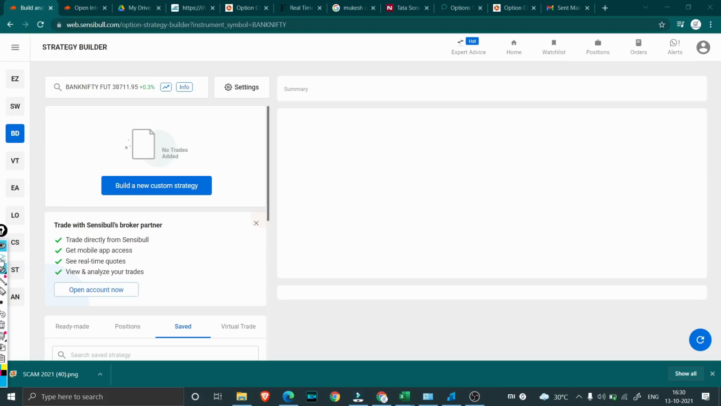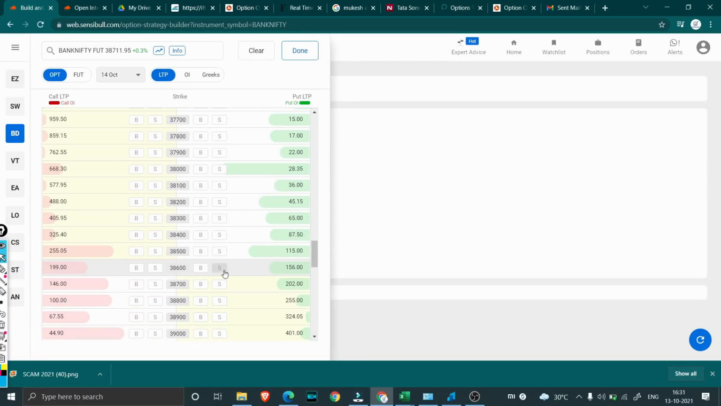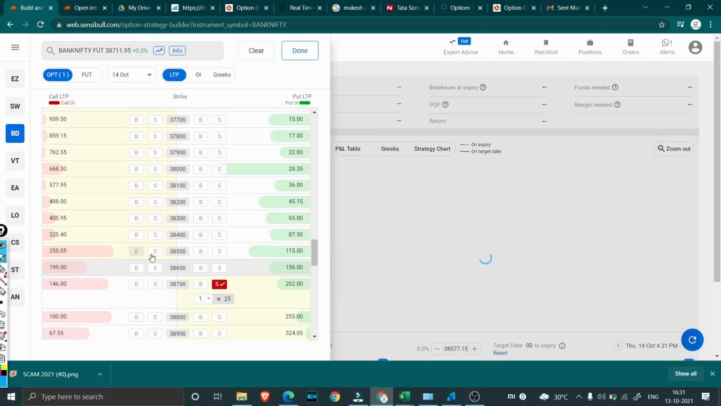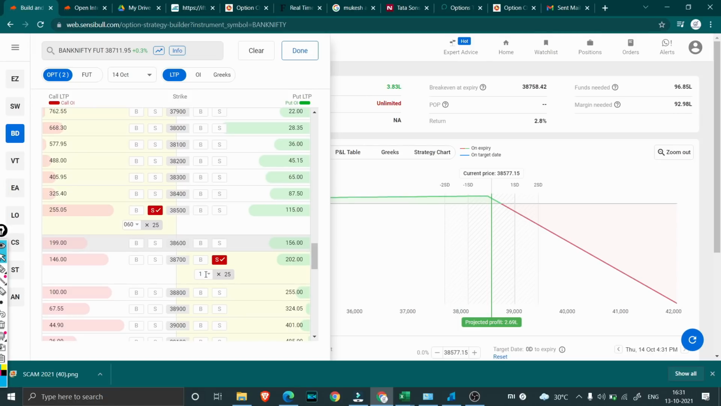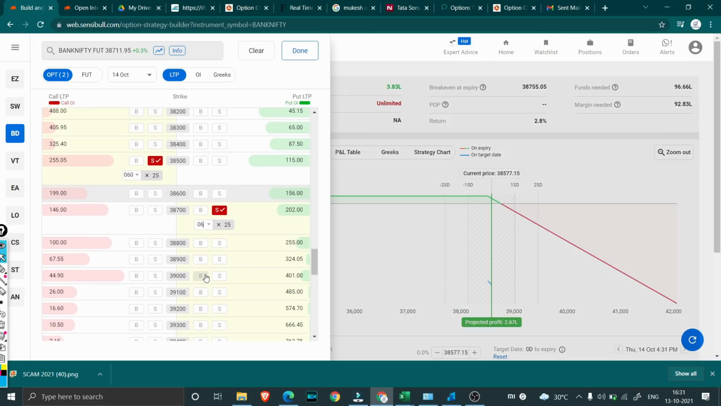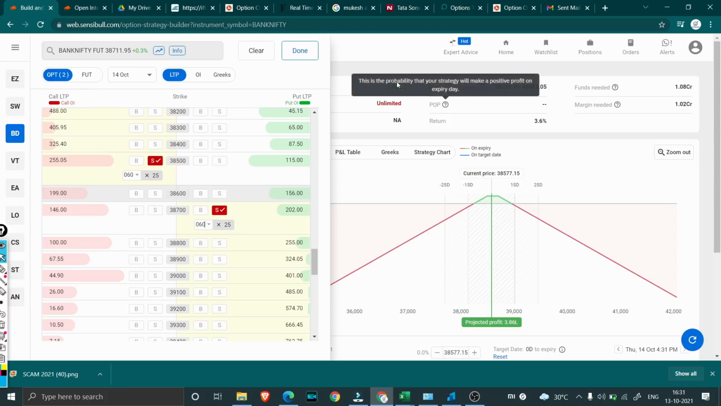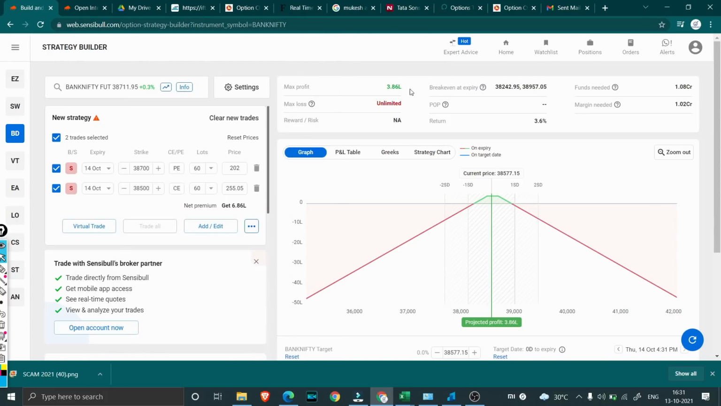One is with respect to this expiry, where we have done an in the money short strangle of 38,700 as well as 38,500. We have shorted close to 1,500 quantity or around 60 lots, and we have shorted this close to 60 lots. This is an in the money short strangle, and you can see that the max profit that we'll be making is around 3 lakh in case Bank Nifty ends between 38,500 and 38,700, and anything beyond that will be either a small profit or a loss.